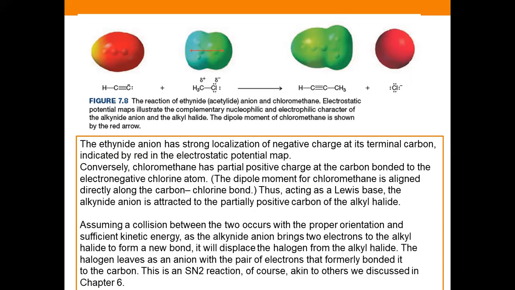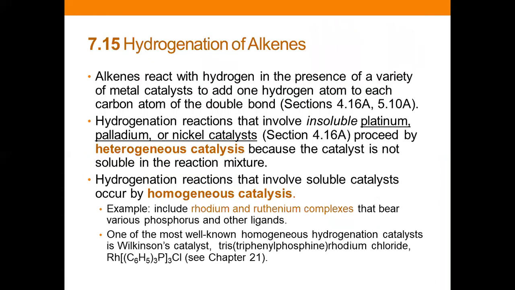Okay, so here is the electron density map of the species involved in the reaction. You see here that it's very red for an alkynide. It's because it contains a lot of electrons here. There's a greater charge density on this carbon bearing a negative charge, and so more electrons. Now let's proceed to the hydrogenation of alkenes.